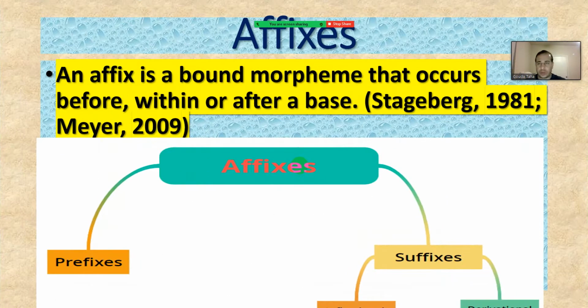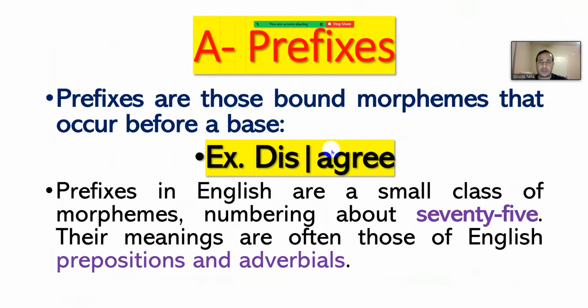So these bound morphemes mostly include affixes. Affix is a Latin term that means to add to the lexical item, and they can be categorized into prefixes and suffixes. So prefixes, for example, are the bound morphemes that come before a base or a root of the word. So agree: this is a base, this is a free morpheme, and whatever comes before it would be a prefix. And in English, according to Stageberg, we have around 75 prefixes.